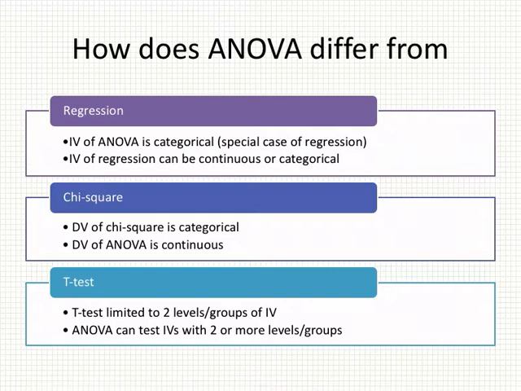ANOVA is when the IV is categorical. So for ANOVA, the IV has to be categorical. So we're comparing groups. If it was just continuous, we wouldn't have groups unless we make it dichotomous. Like above 35 points, we say they're in the high group and below in the low group. So that's a main difference between ANOVA and regression, while the IV of regression can be either continuous or categorical.